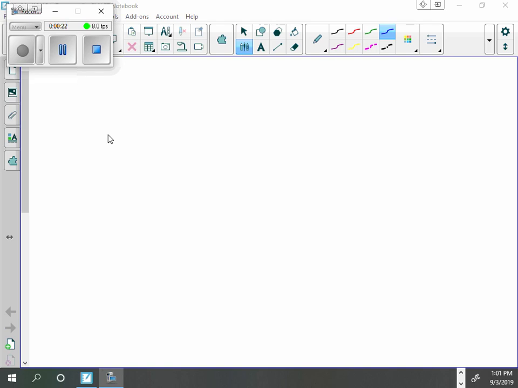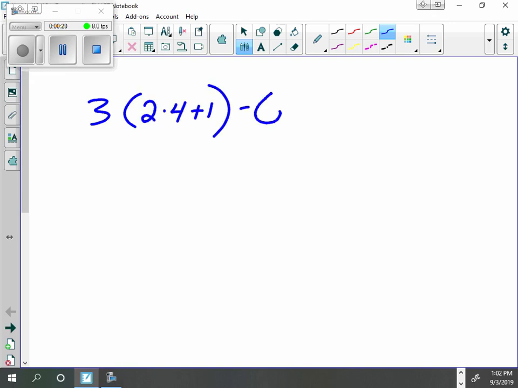So, we have talked about order of operations in the past. If I had 3 times 2 times 4 plus 1 minus 6, which of those do I do first? I have 4 different operations. Which one is first? We have to look on the inside and we're going to do the multiply first. Then we go outside and multiplication comes before subtraction. And if you don't perform the operations in that order, you're going to end up with the wrong number.